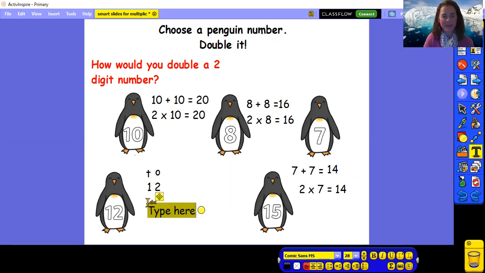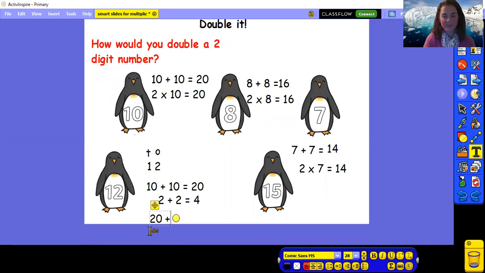We've just done that, haven't we? So 10 add 10 equals 20. And then we need to double the 1s. What is 2 add 2? 2 add 2 equals 4. And then we need to add those two totals together. What is 20 add 4? 20 add 4 is 24. So double 12 is 24. Or we could have written 2 times 12. And if we know that 12 times 2 is 24, you've got the answer.